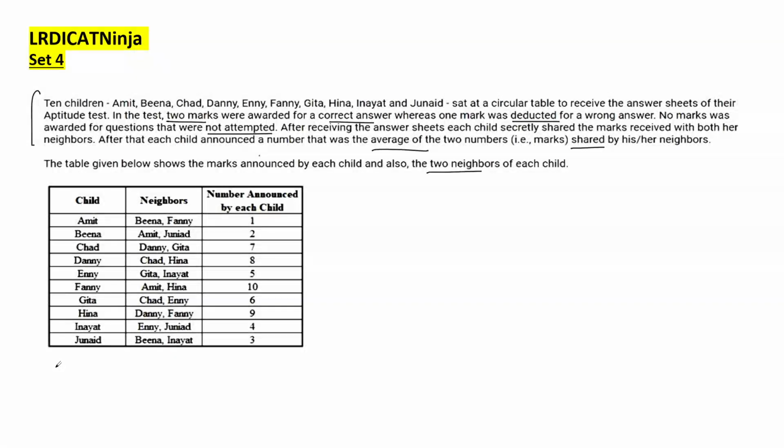So in this table, we can clearly see the neighbor of A is B and F, the neighbor of B is A and J, and so on. And this is the average marks of B and F, which was announced by A. So if the average is 1, we can clearly say that the total marks of B and F is 2. Similarly, total marks of A and J is 4, and so on. So here, what we are writing? We are writing the total marks of each pair. So the total marks of B and F is 2. Similarly, A and J is 4.